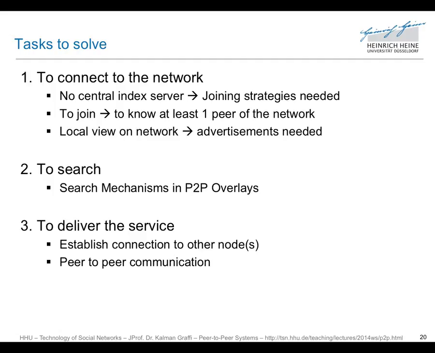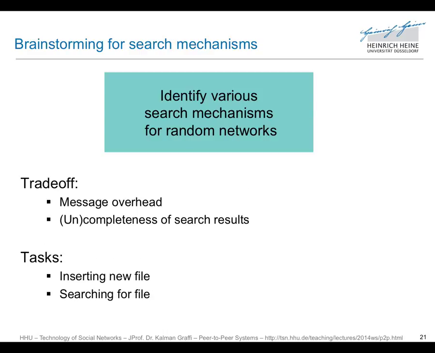You can select which you want. Probably for the same file, different sources also appear. And then you establish direct connections to those nodes which have those files, and you download the file. Okay, so preparing the question: what kind of search mechanisms for these random networks can you think of?